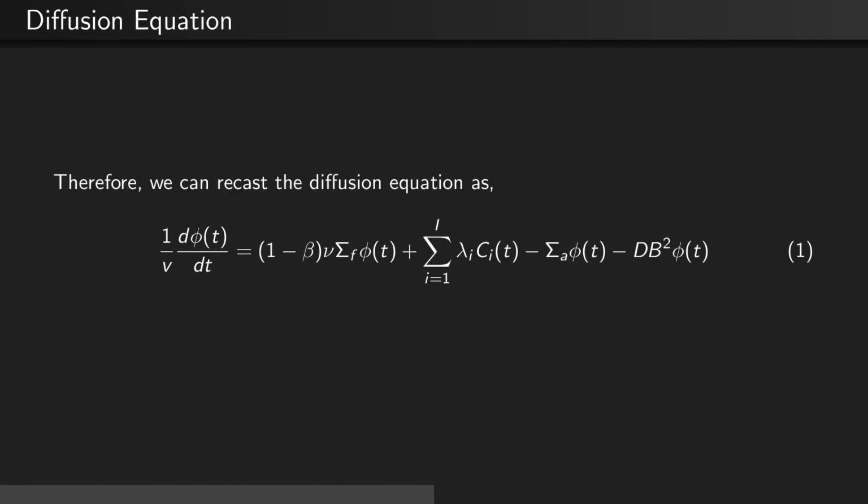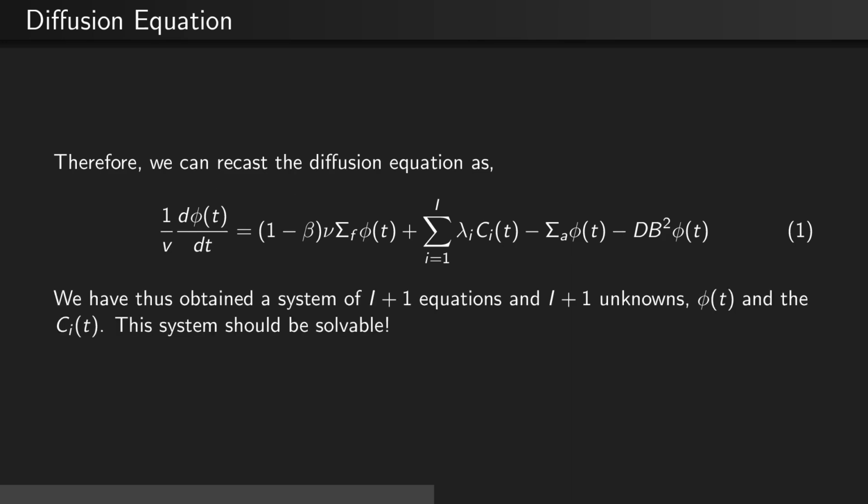Therefore, we can recast the diffusion equation as 1 over the speed times the time derivative of the flux equals 1 minus the delayed neutron fraction times nu sigma f times the flux, plus the sum for all i in I of the decay constant of the ith group times the concentration of the ith group, minus our normal neutron losses due to absorption and leakage. Therefore, we have obtained a system of I+1 equations and I+1 unknowns, namely phi of t and the concentrations C i of t. This system should be solvable.